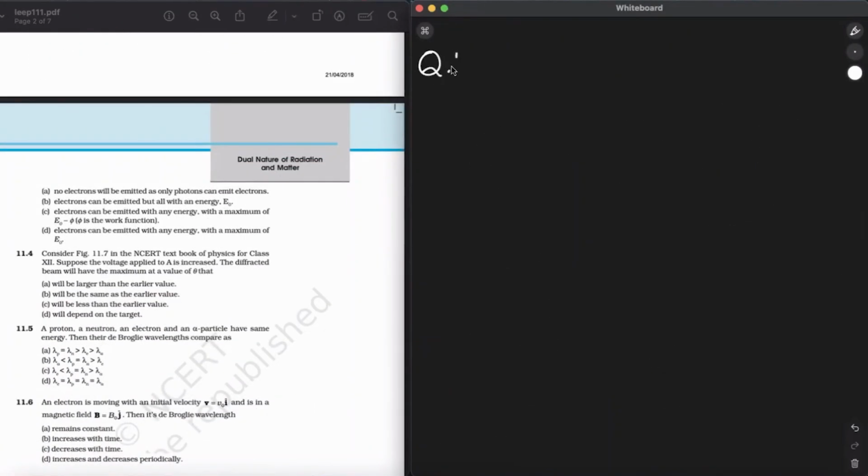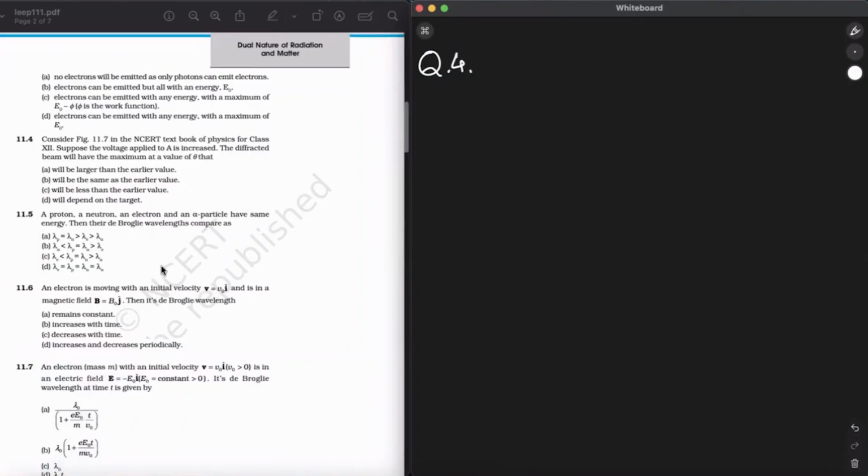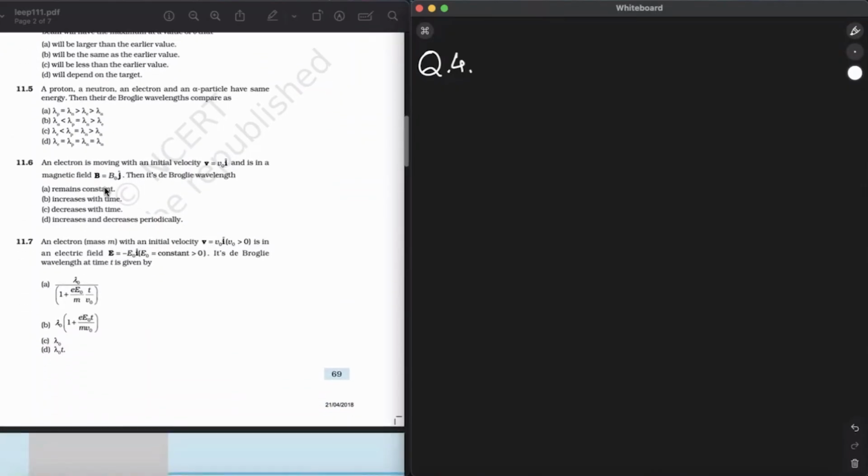Now question number 4. We have to consider a figure. But I don't have any figure over here right now, so we can do this afterwards after I see what figure is there, because you have to open the NCERT textbook for this, as the figure is not given here. Now, moving onwards to question number 5.